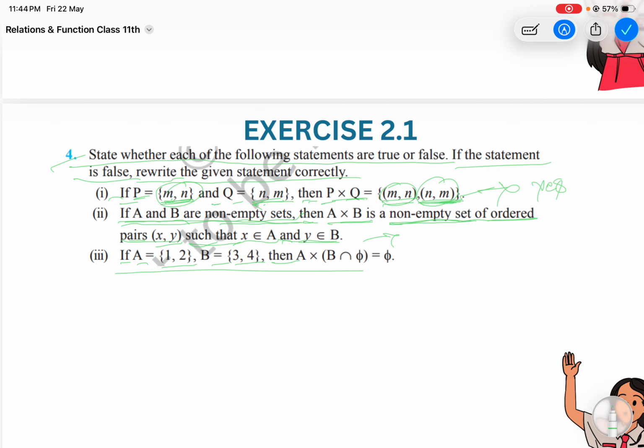If A equal to {1, 2}, B equal to {3, 4}, then A into (B intersection nothing). So what is common between B and nothing? It's nothing only, and when we multiply this nothing with A, then what will be the answer?